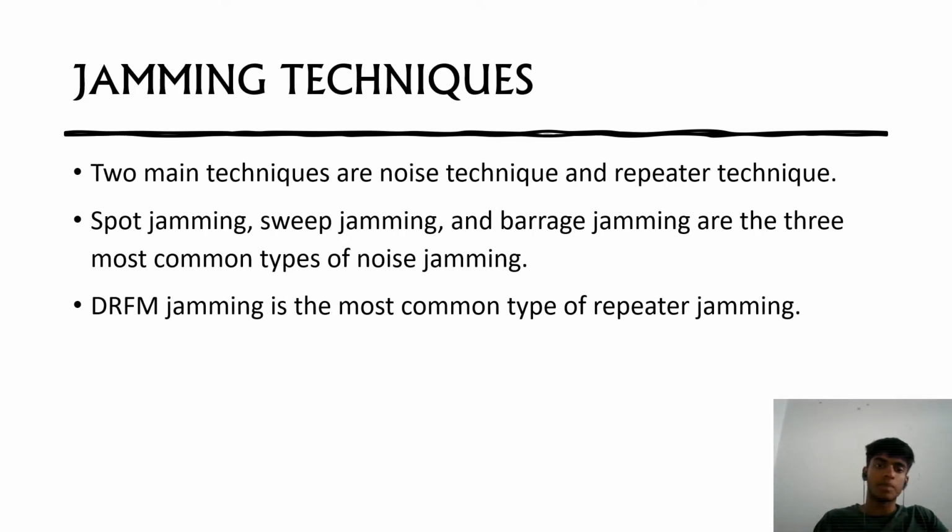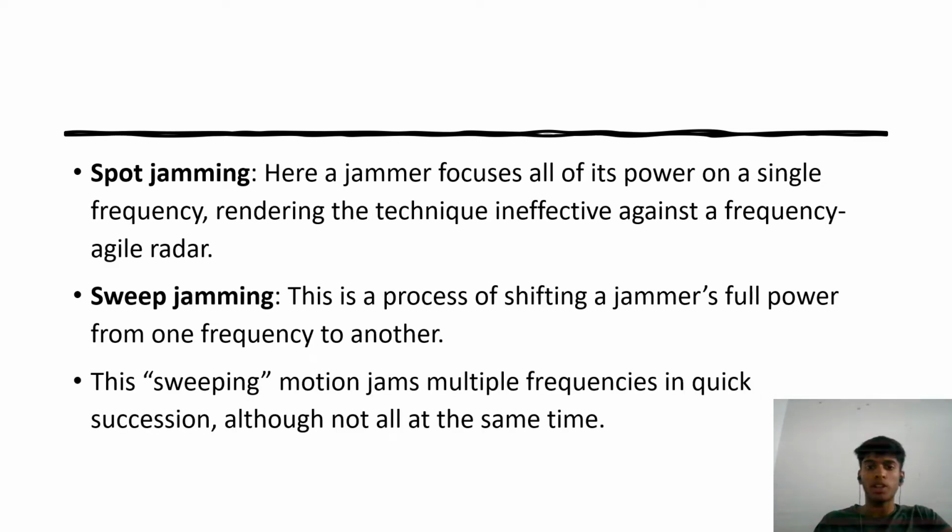So that's that. Then the different jamming techniques. There are two main techniques, the noise technique and the repeater technique. Under the noise technique, we have three different types: spot jamming, which is commonly used, sweep jamming, and barrage jamming. Then under the repeater technique, we have DRFM jamming. Spot jamming is basically a jammer that focuses all of its power on a single frequency, rendering the technique ineffective against a frequency agile radar.